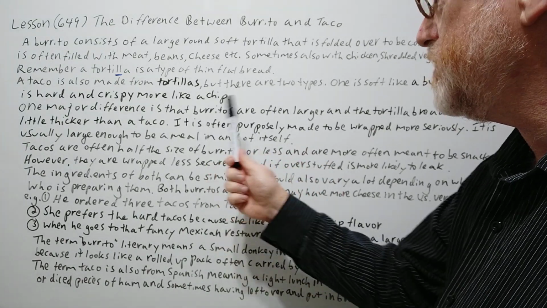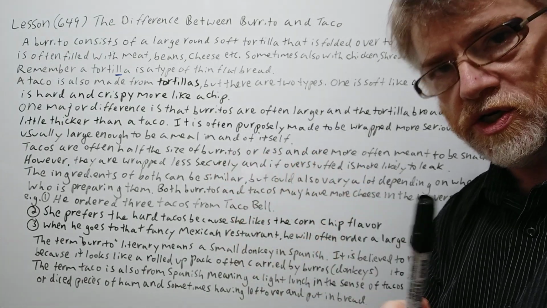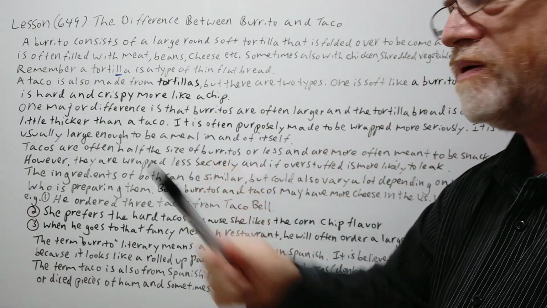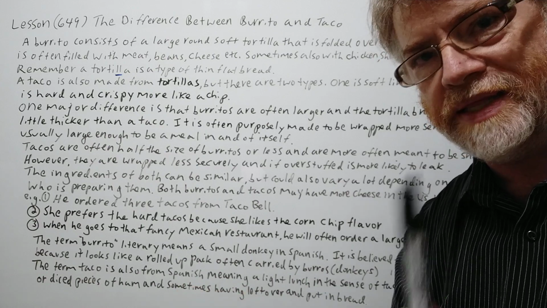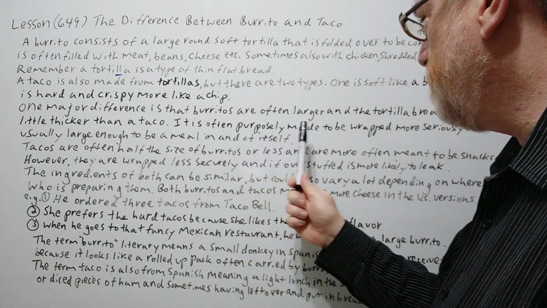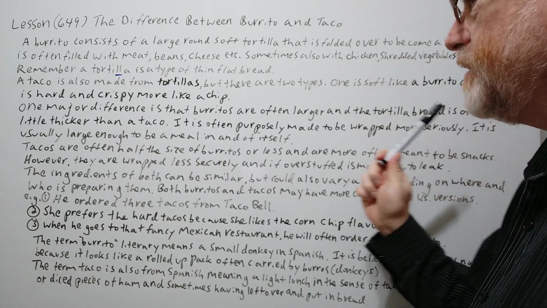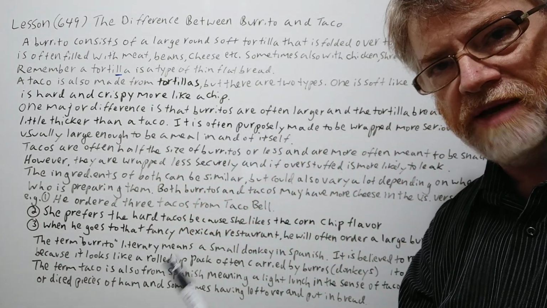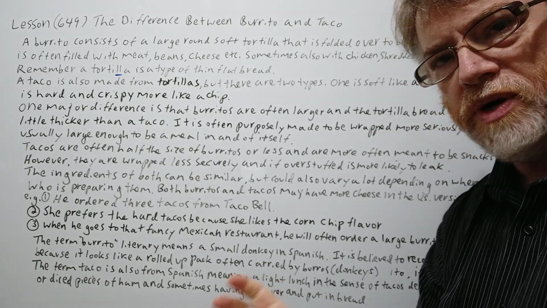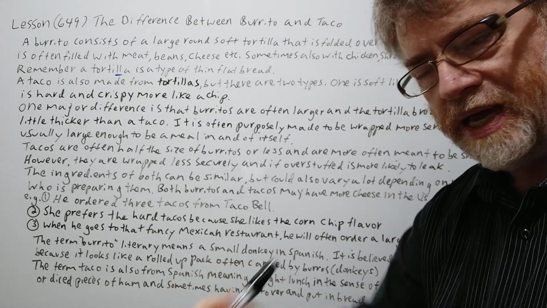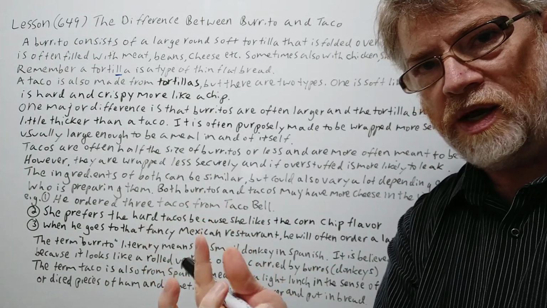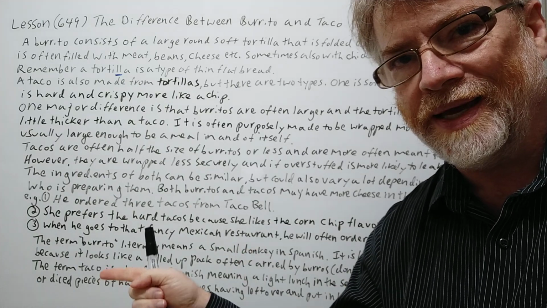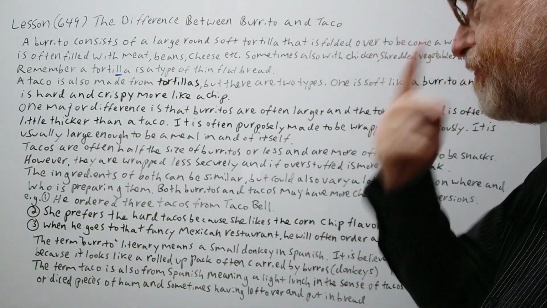One major difference is that burritos are often larger, okay? And the tortilla bread is often a little thicker than a taco. Generally speaking, that is true. It is often purposely made to be wrapped more seriously, and it is usually large enough to be a meal in and of itself. So you have a lot of pre-made burritos a lot of times, and especially at the bottom, where something could leak out, it's usually wrapped very, very well in comparison to a taco.